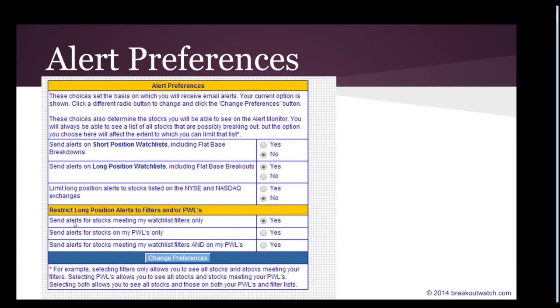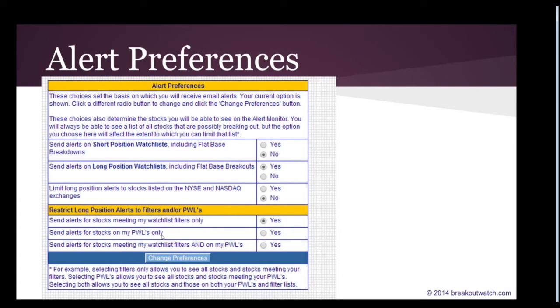Now, here's where I restrict. Under restrict long position alerts to filters or personal watch list, the only watch list that I have alerts set on is cup with handle. So I check yes here so that it doesn't send me all the other alerts from all the other long positions. If you're familiar with Mike's service, there are multiple long watch lists, and I actually plan on developing some additional trades off of some of the other watch lists. But for right now, I'm just doing cup with handle because it's by far the strongest one I have found.